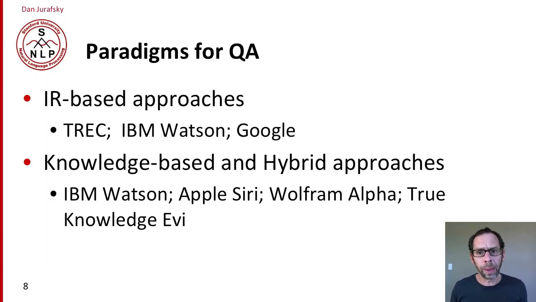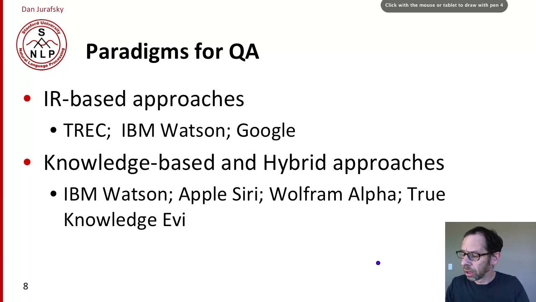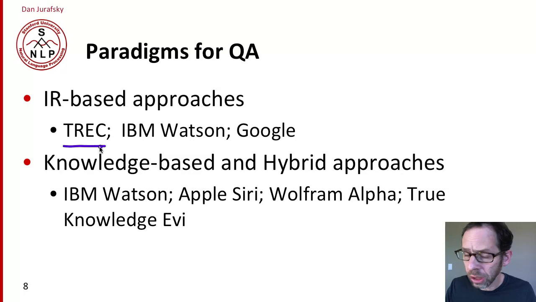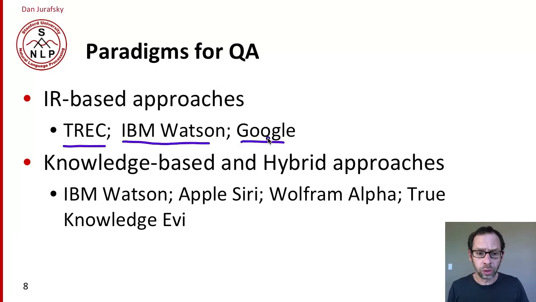There are 2 main paradigms for question answering. The IR-based approach, which we'll spend a lot of time on today, and that's pioneered in the annual TREC evaluations and used in commercial systems like IBM's and Google's. And the IR-based approach is go find the answer in some string on the web.